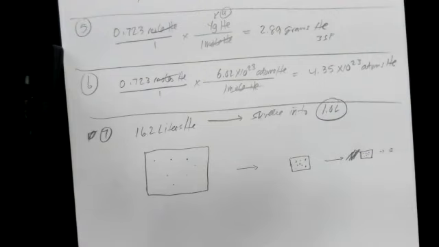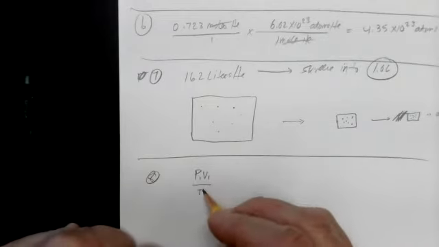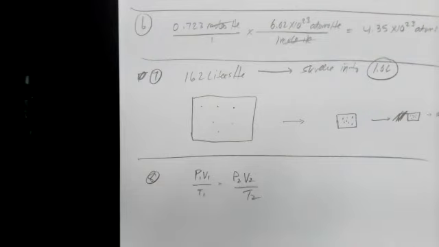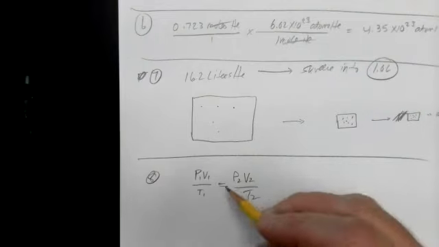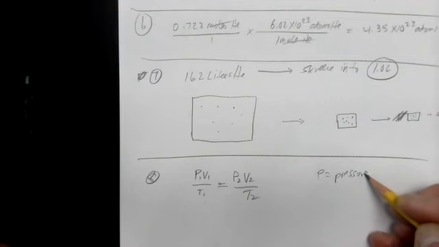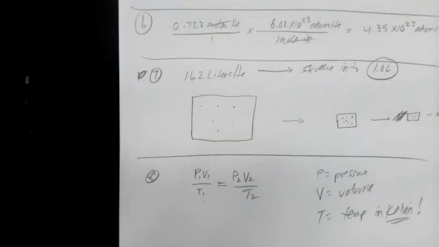All right? Now, it says, write the combined gas law. You should do this. It's on the back of your reference table. Now, the way we say that, P1 V1 over T1 equals P2 V2 over T2. P is pressure, V is volume, and T is temperature in Kelvin, exclamation point. Has to be Kelvin, has to be.